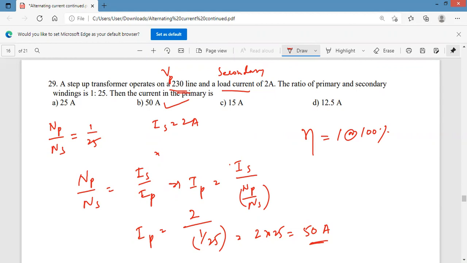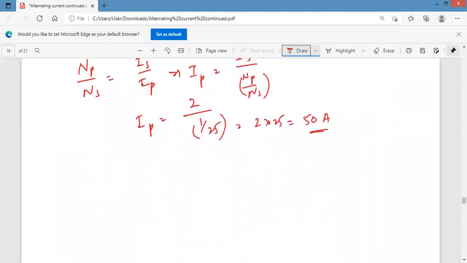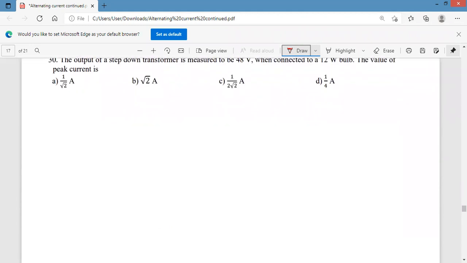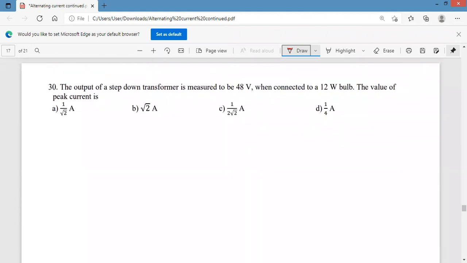Next one. The output of the step-down transformer is measured to be 48 volts, so VRMS is equal to 48 volts. When connected to a 12 watt bulb, power is equal to 12 watt. The value of the peak current is asked.